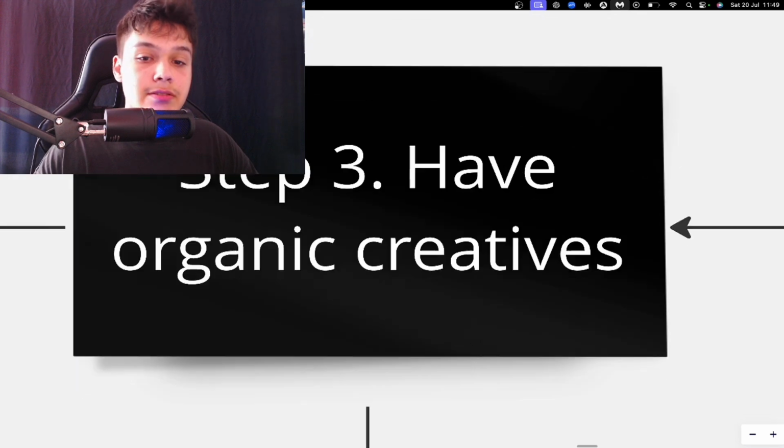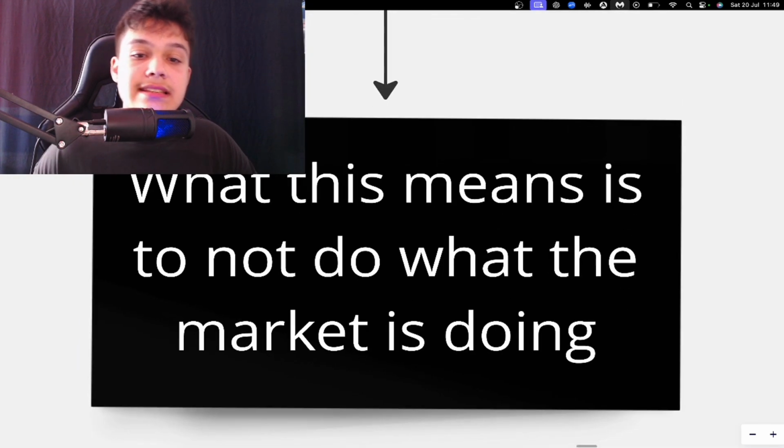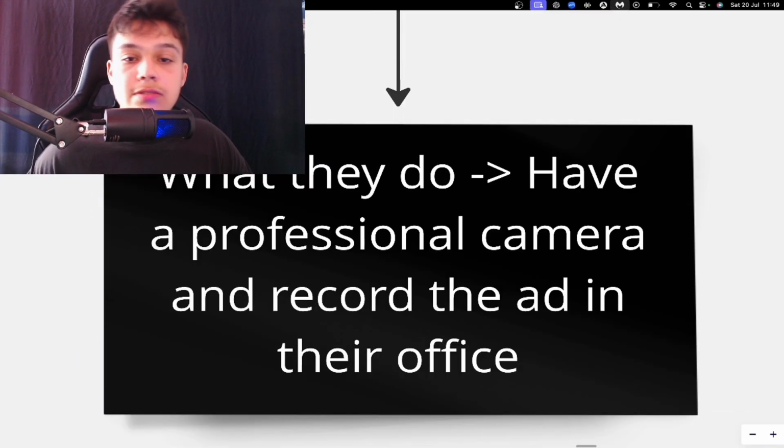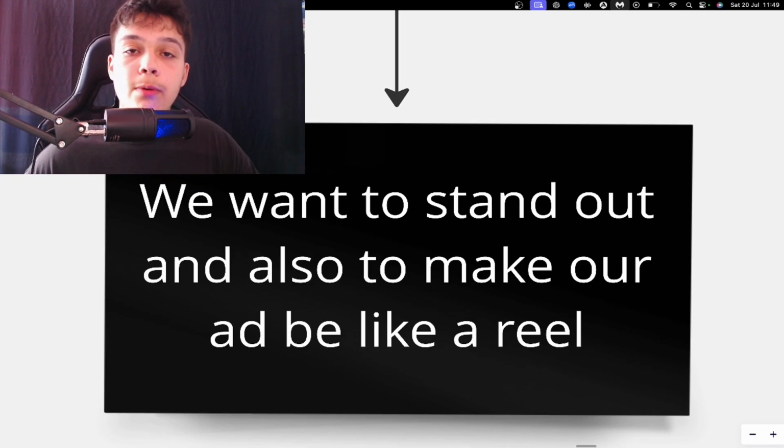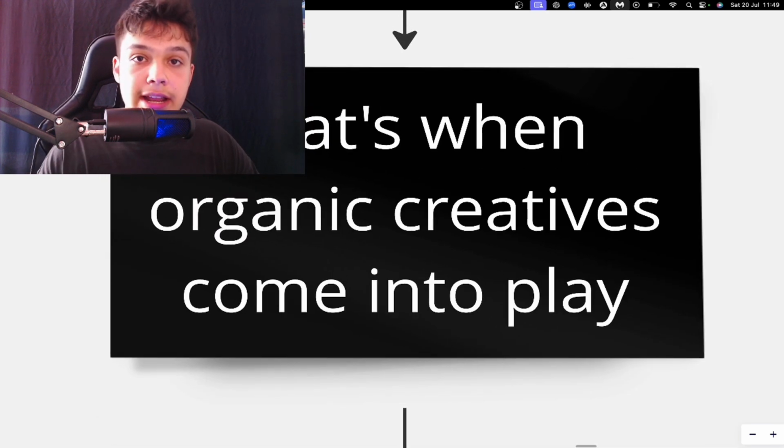The third step is to have organic creatives. Now what this means is to not do what the market is doing. What they are doing is having a professional camera and recording the ad in their office. What we want to do is to stand out and to also make the ad seem like a reel. And that's when organic creatives come into play.